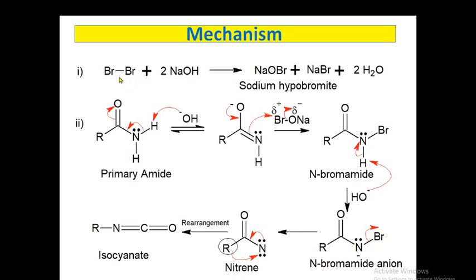The very first step is that bromine, when reacted with a base, forms sodium hypobromite. In sodium hypobromite, we know the polarity: the halogen, bromine, has a delta positive charge, while oxygen has a delta negative charge, as oxygen is more electronegative than bromine. And that's the important species in this particular reaction.